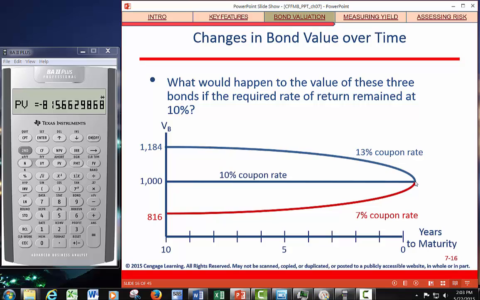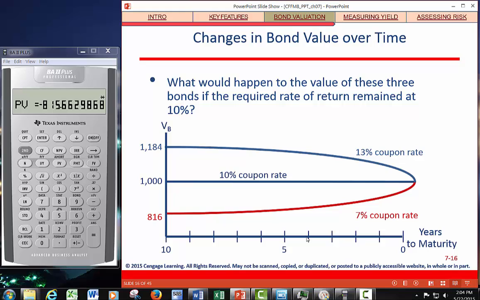And the same thing for a discount bond. If you started out with a 7% coupon rate when market rates are 10%, it sells for a cheaper amount, $816. But over time, if you hold it to maturity all the way to 10 years, you get your $1,000 back. If you sell right here, you're going to get 800 and something back for the discount bond. So just keep in mind, if you hold it to maturity, you do get $1,000 back.